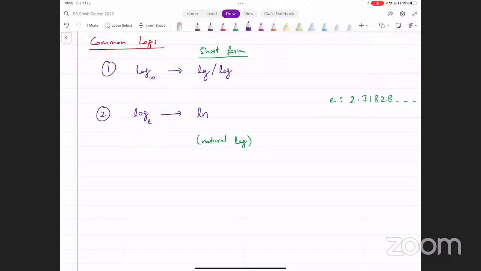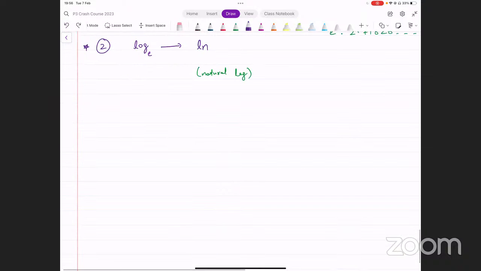So this is another common type of log that you need to be familiar with. This is more important than the first one because you can do everything using the second one. You won't have to use the first one. This is going to be required to know what ln means. ln is a log that has base E with it.